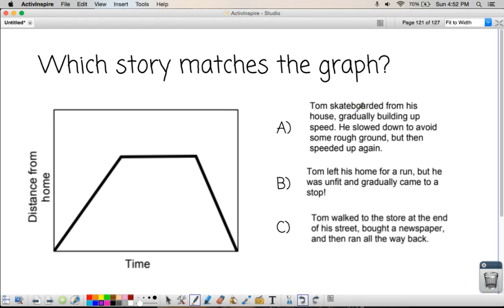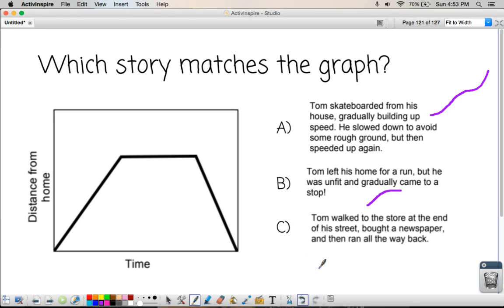So with A, Tom skateboarded from his house, gradually picking up speed, which means there's a curve, and then he slowed down. B, Tom left his house for a run, realized he was unfit, and then came to a stop. Oh, and A, I missed one part. It said then he sped up again. So it would go up again.